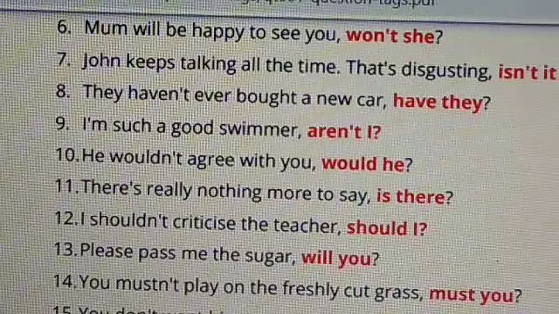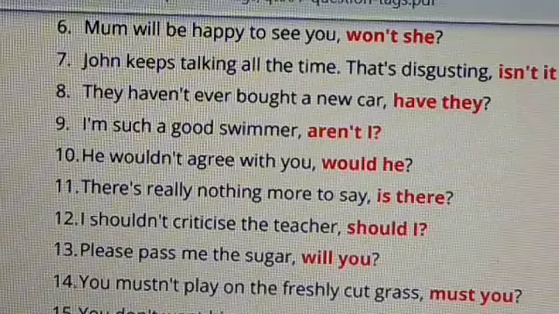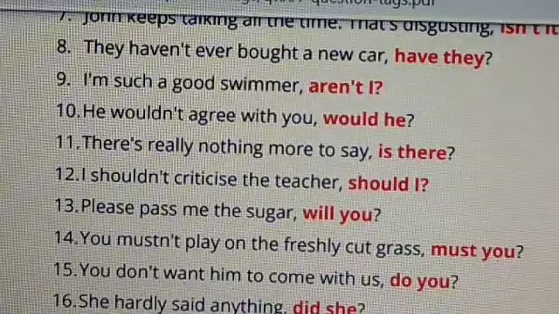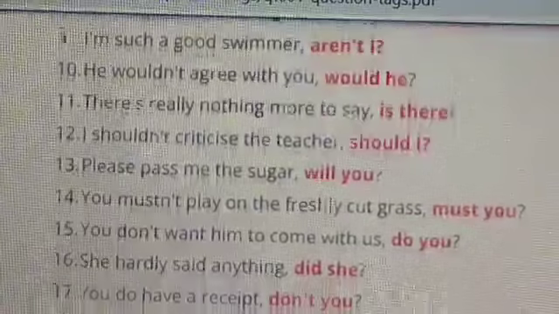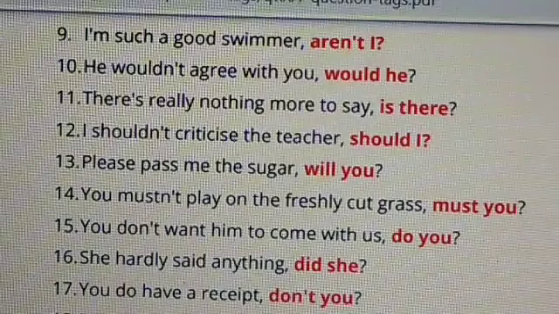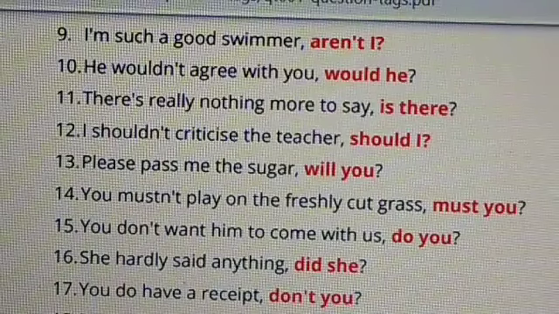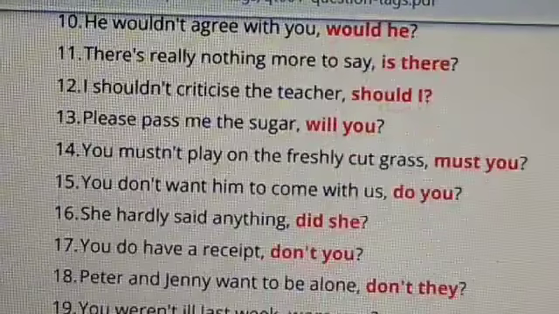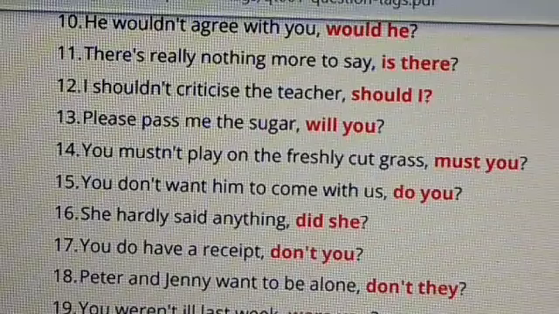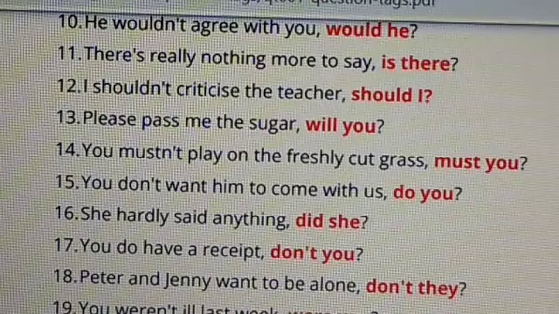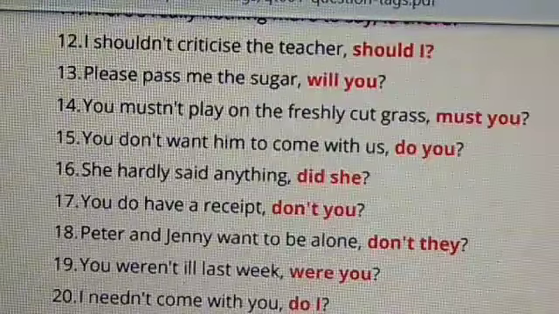11th one, you see, there's really nothing more to say, is there? 12th one, I shouldn't criticize the teacher, should I? 13th one, please pass me the sugar, will you? 14th one, you mustn't play on the freshly cut grass, must you? 15th one, you don't want him to come with us, do you? 16th one, she hardly said anything, did she? 17th one, you do have a receipt, don't you?